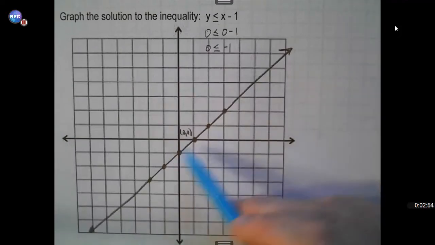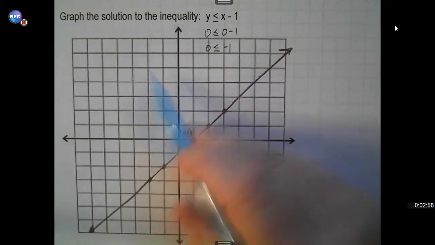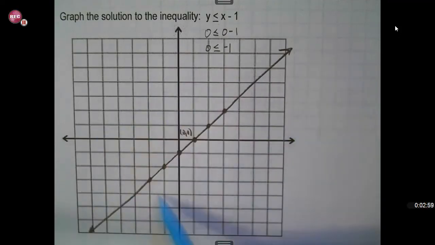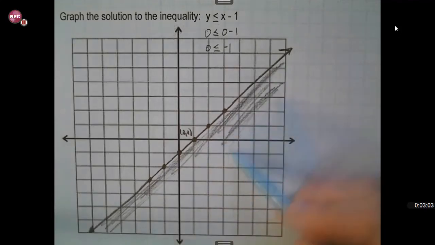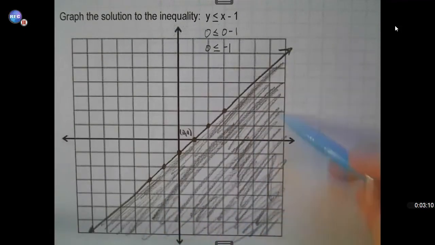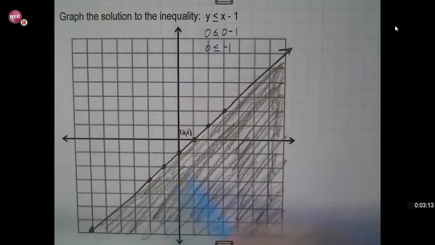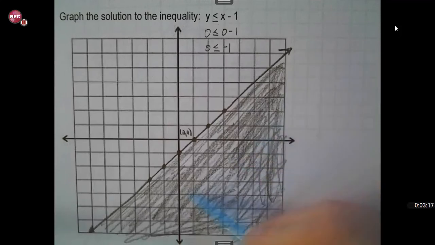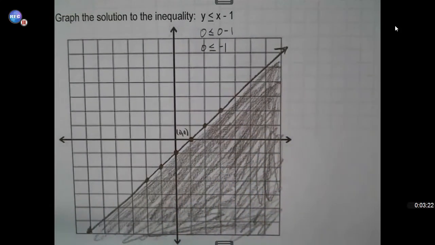And so I don't want to shade to include the origin. I want to shade the other way. Okay, I want to shade down here. So my answer is that line and everything below that line, like so. And that is the solution to that linear inequality. And that's all there is to it.